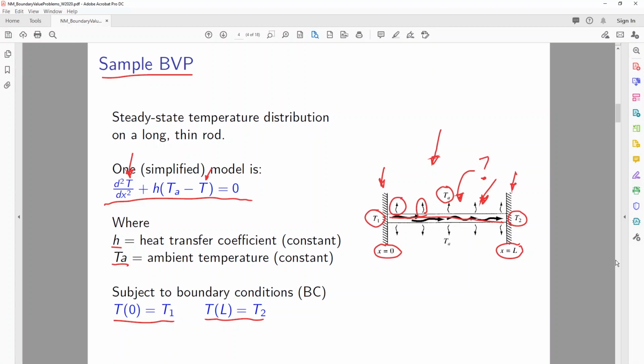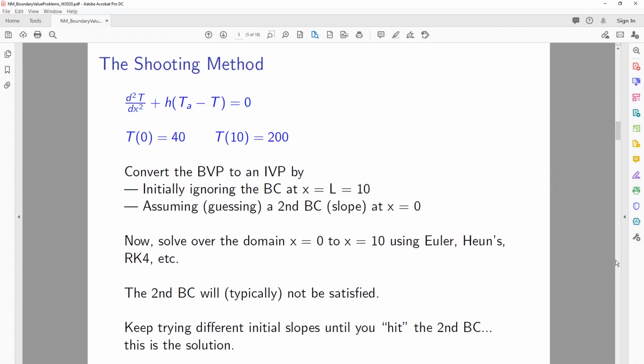So we have this simplified model, and now what we want to do is figure out what T is for all x. We have the boundary conditions. I know what's right here, and I know what's right here, but I don't know what the temperature profile is along this rod. Well, we've got this second order ordinary differential equation, and we're going to use what's called the shooting method to hopefully solve for T at all x's.